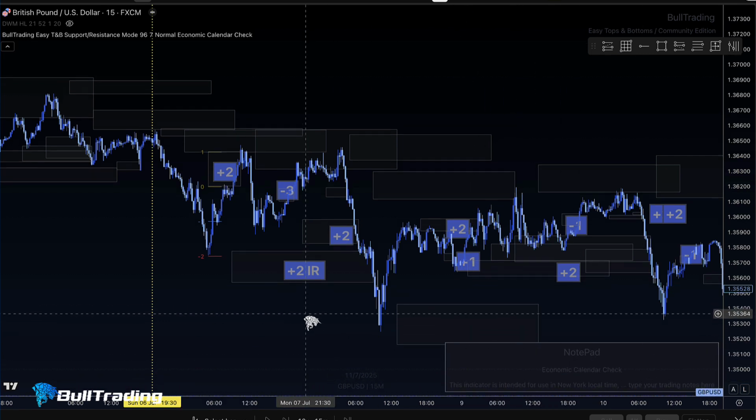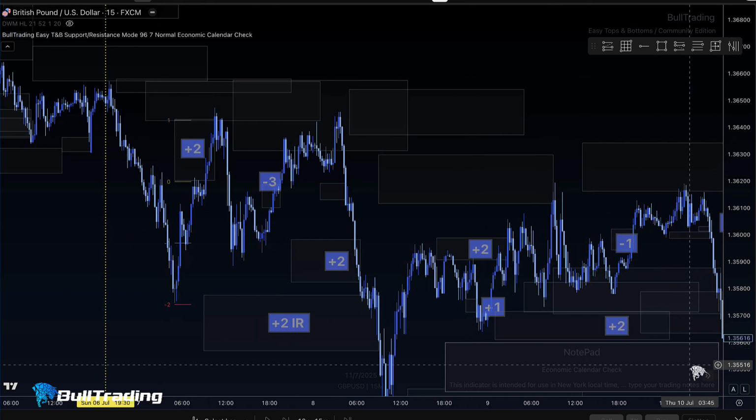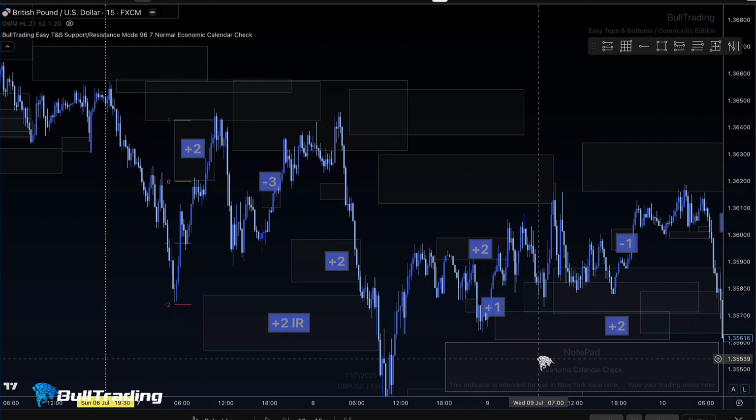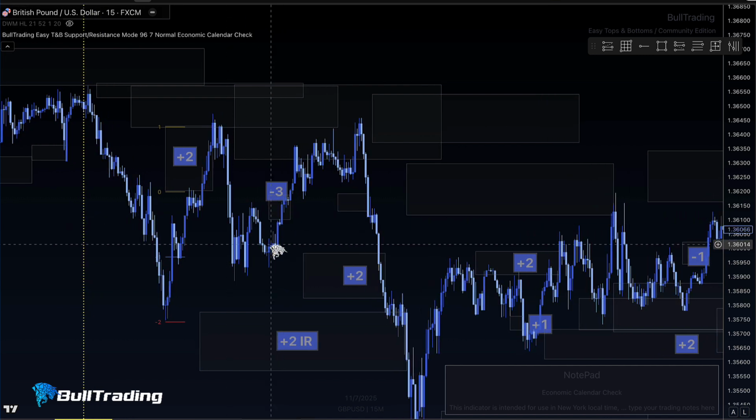And of course, this indicator works with time. Be sure to use the New York time. You will see here UTC -4, New York local time. Okay, now let's dive in.